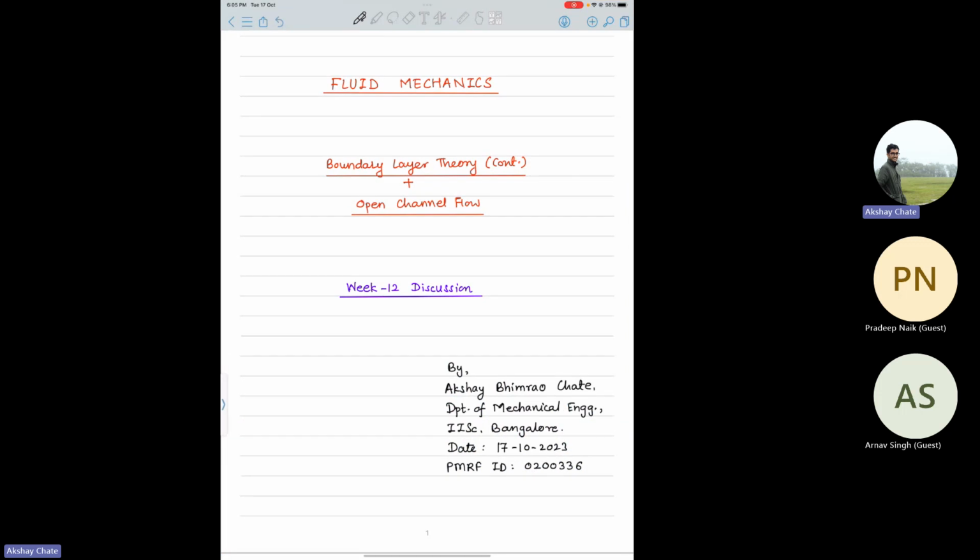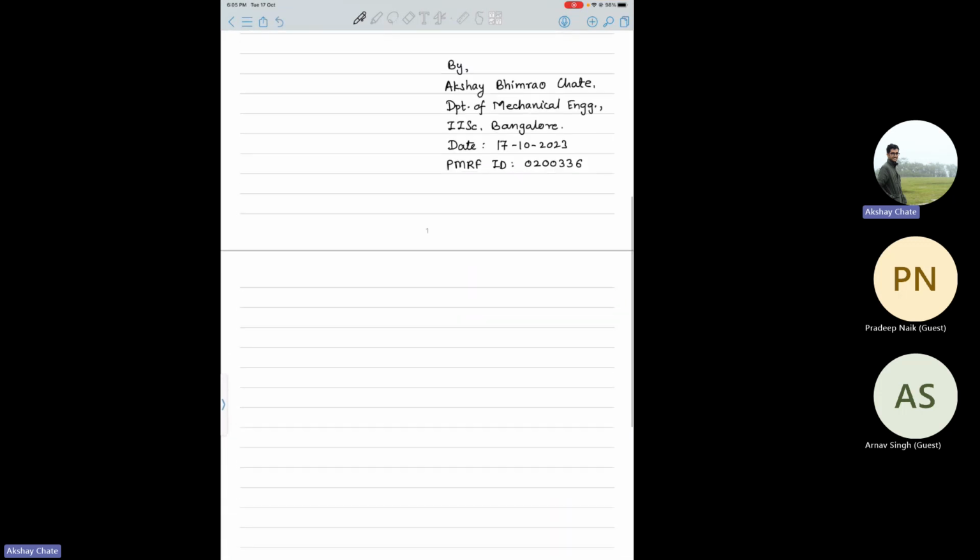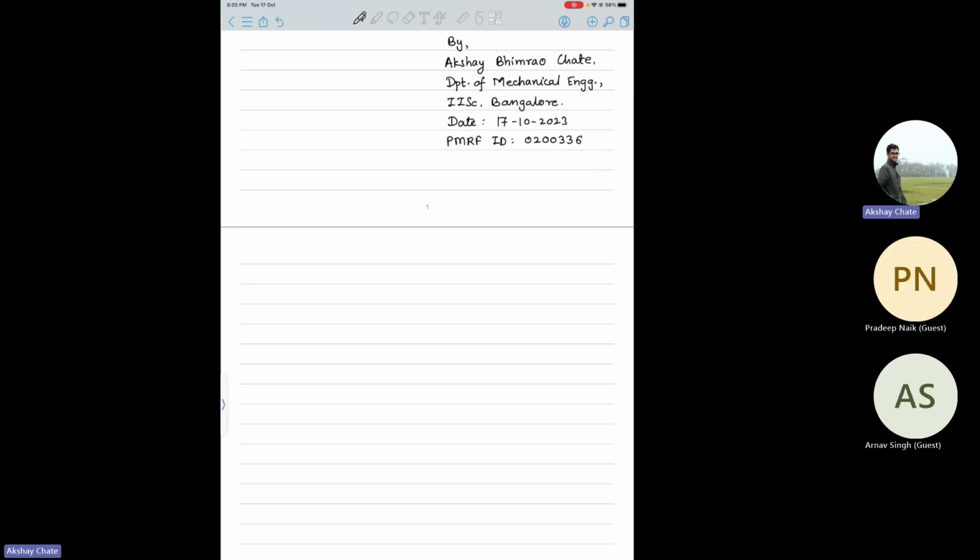First, I'll finish this boundary layer. One concept is remaining, the integral solutions. We studied scaling analysis and the similarity solution for boundary layer, and then there is the third method which we could not finish last time because of less time. But we can briefly look into it.